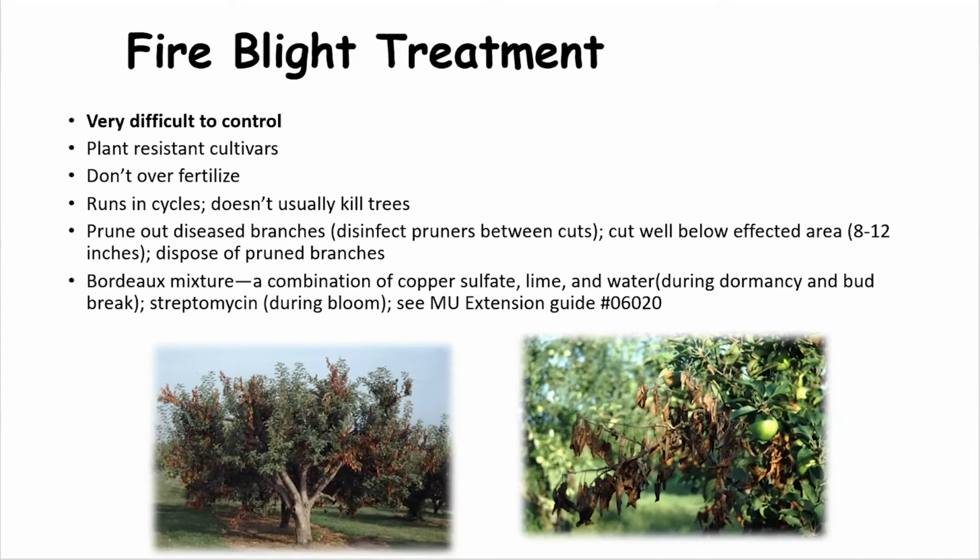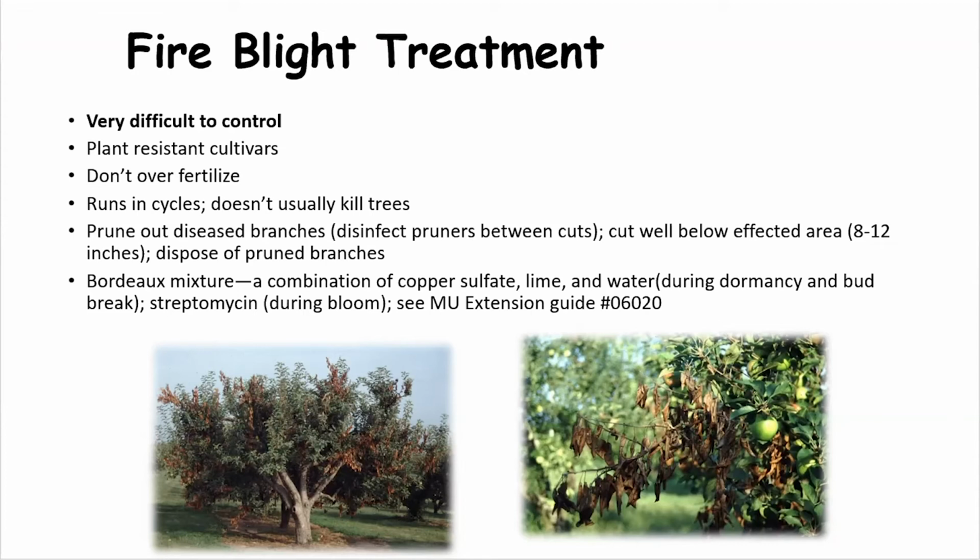This runs in cycles. It doesn't usually kill trees. I know some trees that I keep an eye on every spring just get riddled with fire blight, and they come back every year. Now, it can reduce yields in these trees, and if the tree is heavily infested, it can affect photosynthesis. But for the most part, it's not going to kill trees. It will just affect vigor if it's very bad.